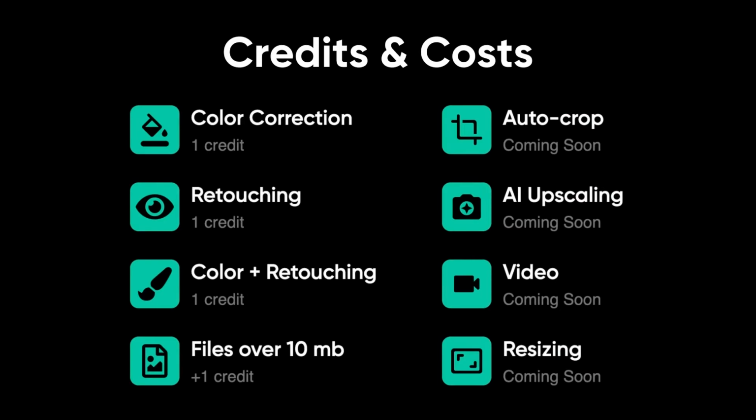And what does a credit get you? A lot. Color correction, retouching, or a combination of the two are just 1 credit. We'll never charge you extra for retouching. We consider it part of our general correction. So if you are using a preset with automatic color correction and retouching, it's still just 1 credit. Large files do require an extra credit. So if you were to do color correction with a file over 10 megabytes, it would cost 2 credits. We also have some more features coming soon, and we'll release the associated credit costs once everything is finalized.